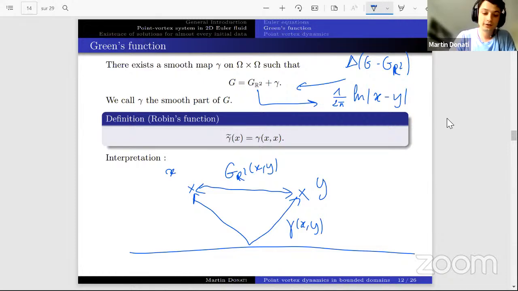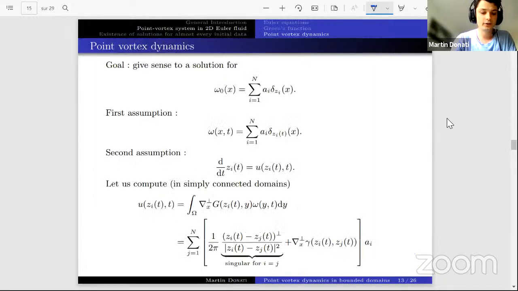So this decomposition says simply that a vorticity placed in y has an influence that is the sum of the direct influence, g of R2, plus the influence through the boundary. When we have no boundary, this term equals 0. And what is the Robin function then? The Robin function is simply the self-influence of a point over itself through the boundary. This is γ tilde of x. So now I hope we understand what this decomposition means.